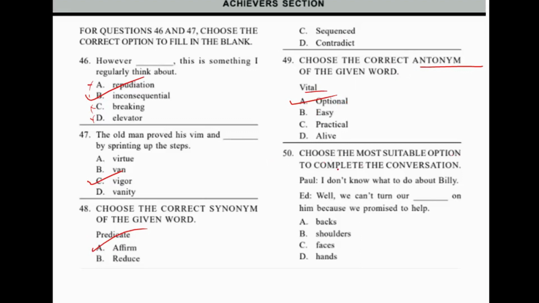Choose the most suitable option to complete the conversation. Paul, I don't know what to do about Billy. Ed, well, we can't turn our dash on him because we promised to help. It means we can't move back from what we said. Okay, what we have promised, what we have committed. So it is, we can't turn our backs on him. Okay, it is option A.